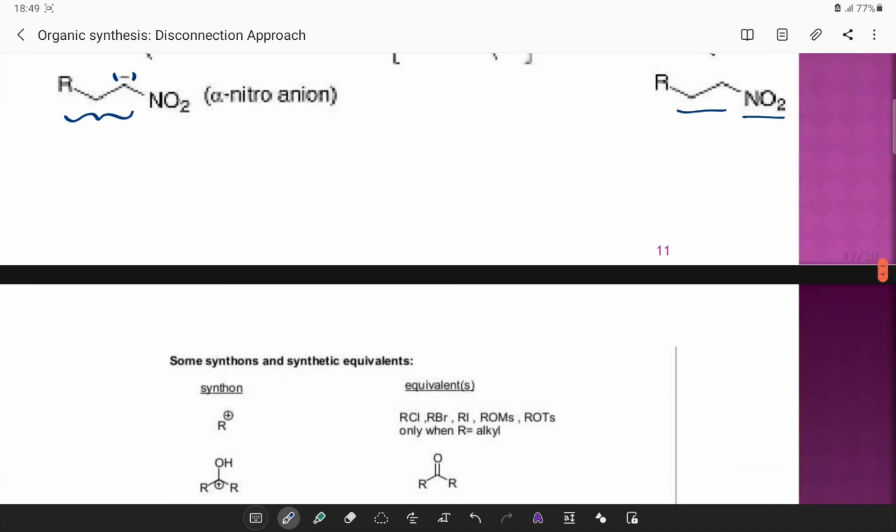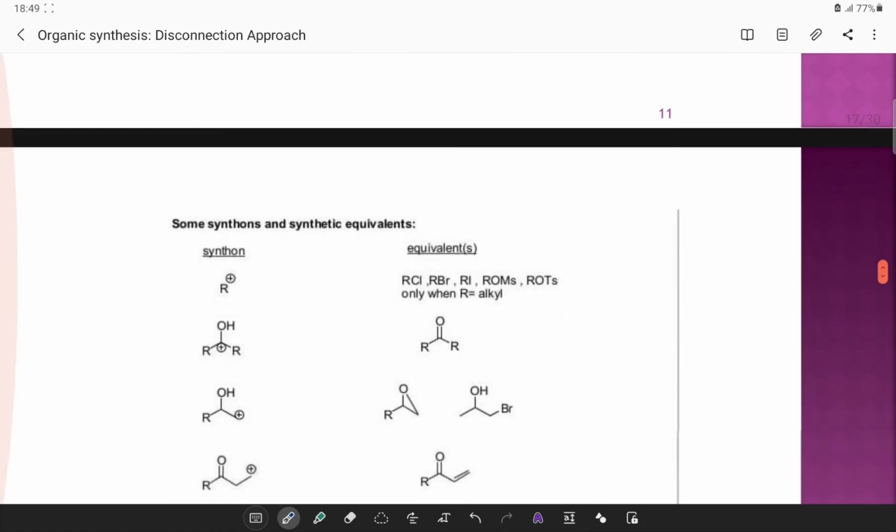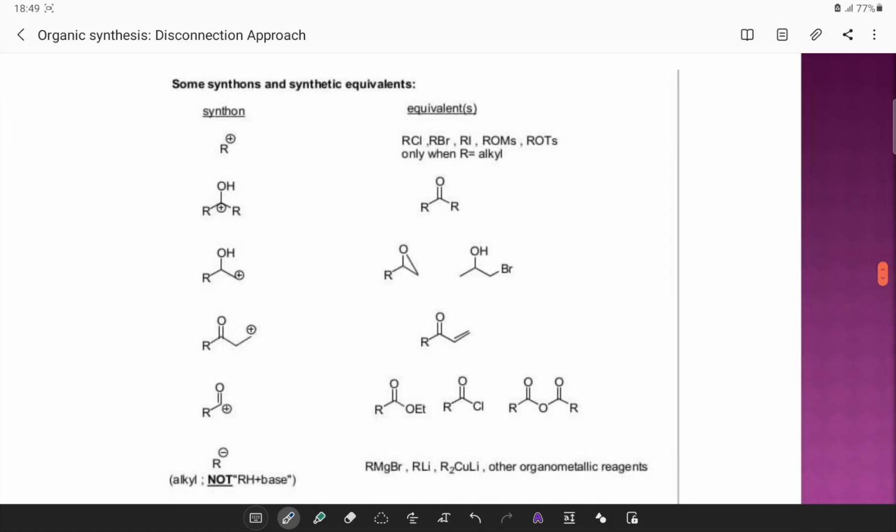The synthetic equivalents we just now saw were all donor type of synthetic equivalents. Now, there can be acceptor type of synthetic equivalents also. Now, for example, if the synthon is R+, it can come from RCl, RBr, RI, ROMs and ROTs system, mesyl system or tosyl system. ROMs is mesyl system and ROTs is said to be tosyl system. Only when this R is an alkyl system, I can be able to get an R+.